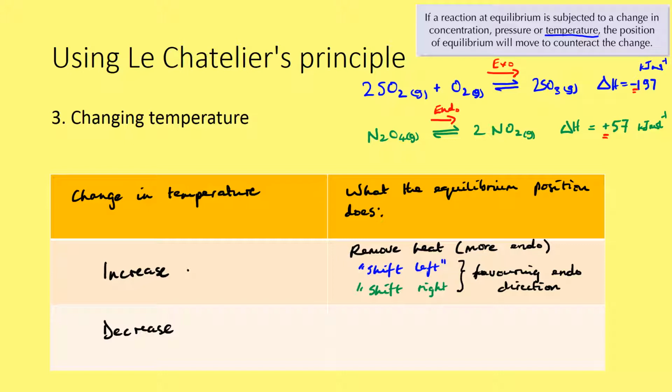Let's now do the opposite. Let's assume we've got an equilibrium mixture and we decrease the temperature. We remove heat from it. If we're decreasing the temperature, we're removing heat. So the equilibrium wants to do the opposite. So it wants to add heat. In order to add heat, what's the equilibrium position going to do? Well, it's going to favour the exothermic reaction, because it's the exothermic reaction that's going to provide that heat.